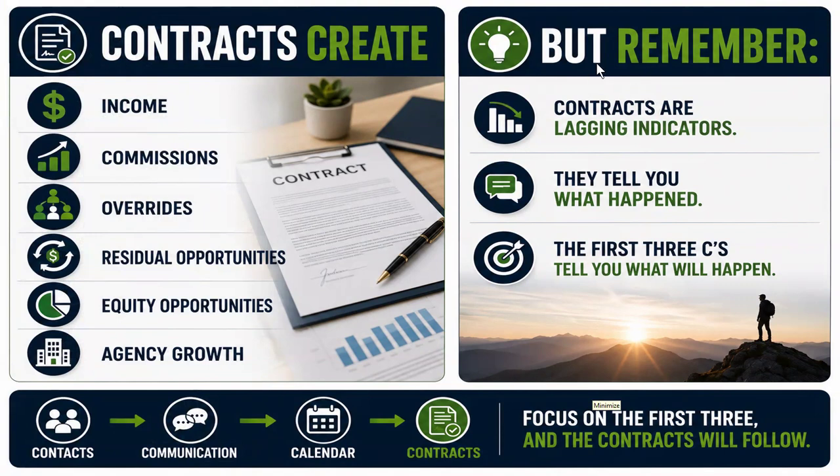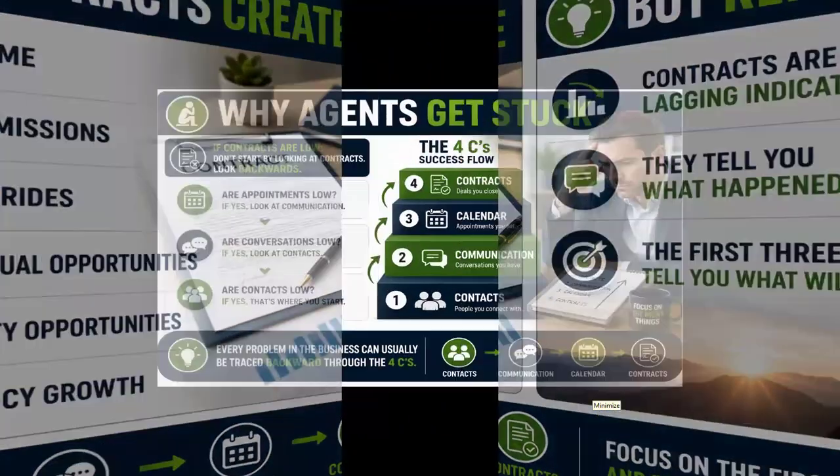But remember, contracts are the lagging indicators like we just talked about. They tell you what happened. It's the end of the story, right? The first 3 C's tell you what actually is happening. It's the beginning, middle, and building up to the end. The first 3 C's are absolutely necessary. Without those, you have no end outcome. So focus on the first 3. Don't worry about the fourth one. It'll fall in line if you master the first 3.